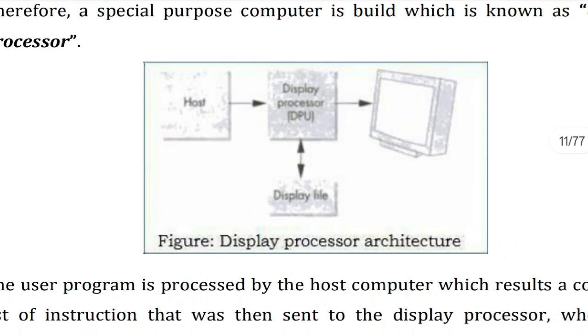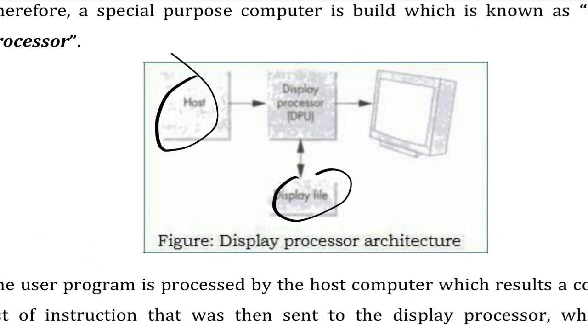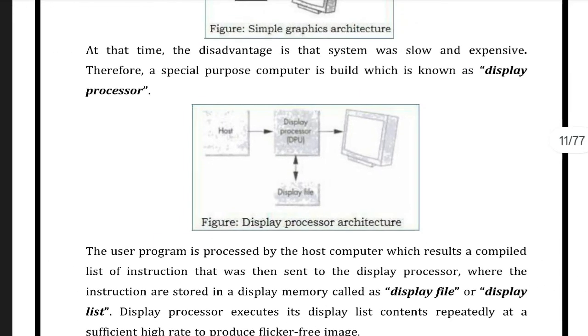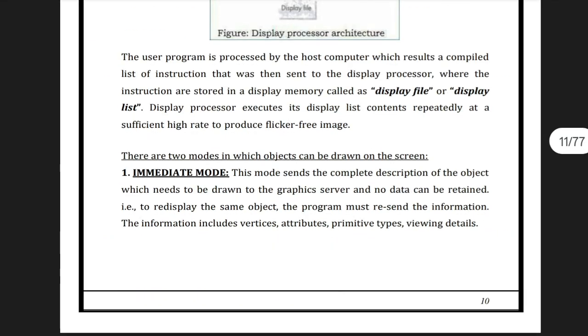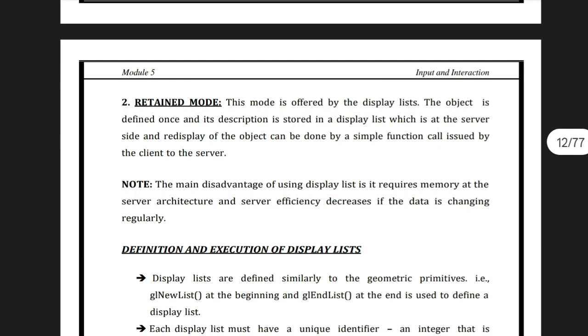Here we have the host and the display file, both are connected to the display processor, and that will be shown as the output. So this is the architecture which you have to make, and the display file or the display list consists of the list of objects which are to be displayed, like in the form of an array. And there are 2 modes in which you can draw. First is the immediate, second is the retain mode. As by the name itself, you can understand, immediate mode will draw it immediately, retain mode will draw it after storing it in a particular place.